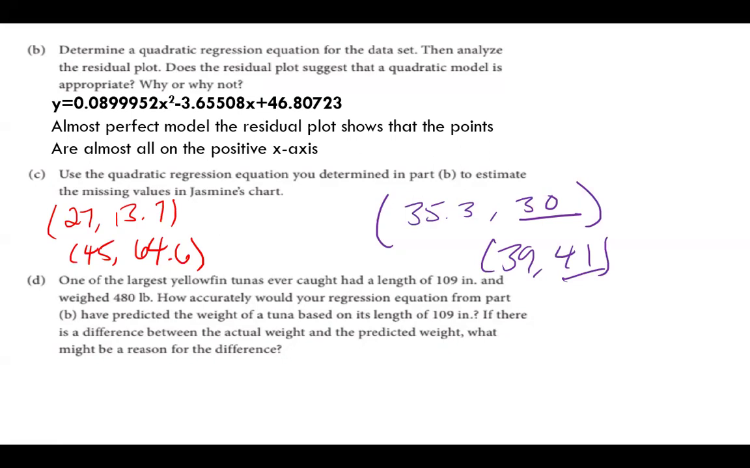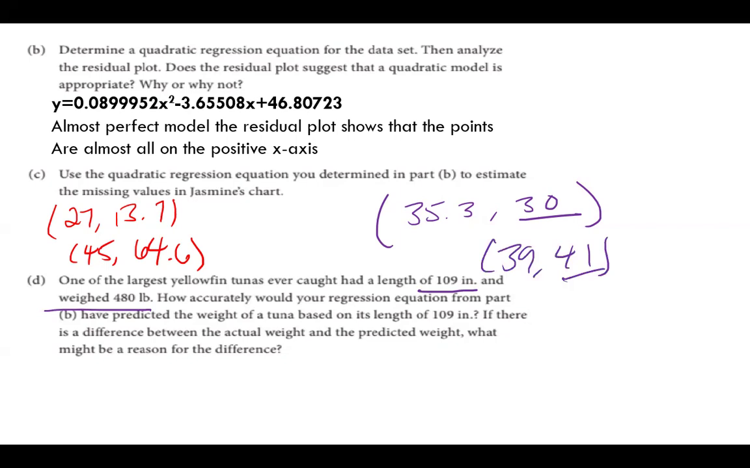So here we have, this is one of the largest yellowfin tunas ever caught, had a length of 109 inches and weighed 480 pounds. How accurately would your regression equation from part B have predicted the weight of a tuna based on its length of 109? If there is a difference between the actual weight and the predicted weight, what might be a reason for the difference? So you see how they gave us the value of 109 and 480? So those are values that we can add to our initial table, okay?